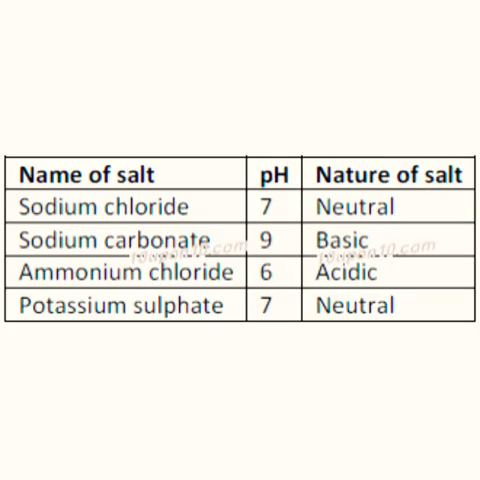Sodium chloride is a neutral salt because it is having a pH value 7. Sodium carbonate is a basic salt because it is having pH 9. Ammonium chloride is acidic salt, its pH is 6. Potassium sulfate is neutral salt, it is having pH value of 7.